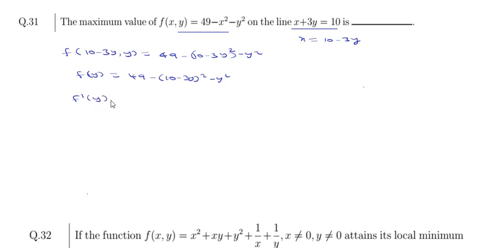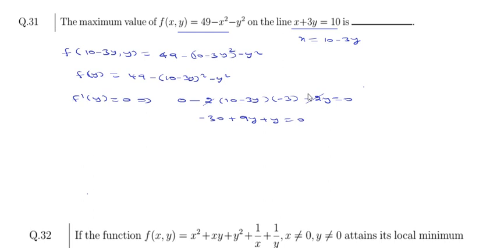Now we will equate f dash of y to be 0. So this implies 0 minus 2 times (10 minus 3y) times (minus 3) minus 2y equal to 0. So we can remove this 2 and the negative also. So we will get minus 30 plus 9y, and minus 2 is cancelled, so plus y equal to 0.